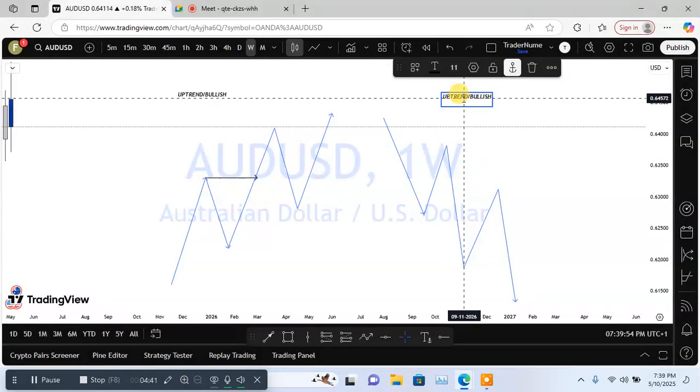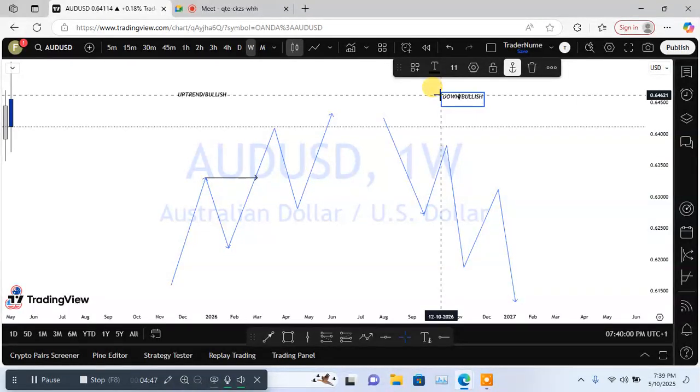So this will be our bearish trend. This is called the downtrend or bearish trend. I hope you can see my screen.